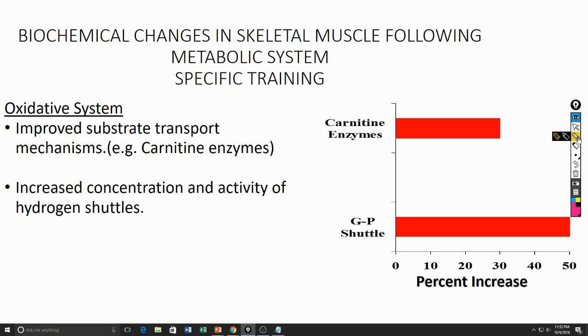So let's look at shuttling factors. Carnitine is the factor that shuttles fat from the sarcoplasm into the mitochondria, and you see here that it increases with training. The glycerol phosphate shuttle, the hydrogen shuttle, increases as well, which makes the cell better able to get as much energy as possible, and also to oxidize NAD to get the hydrogen off of it. So very important.